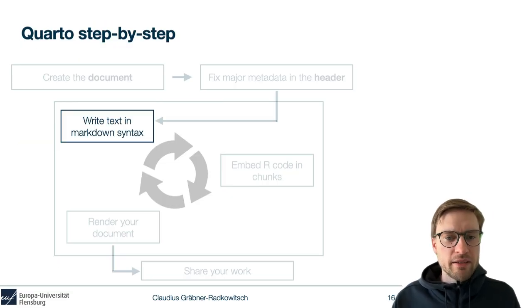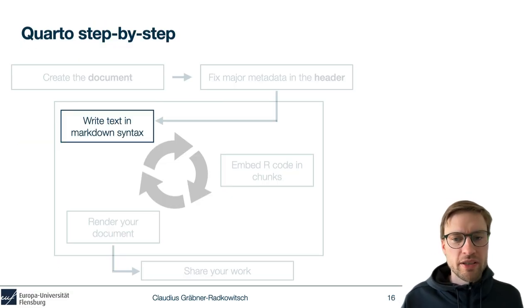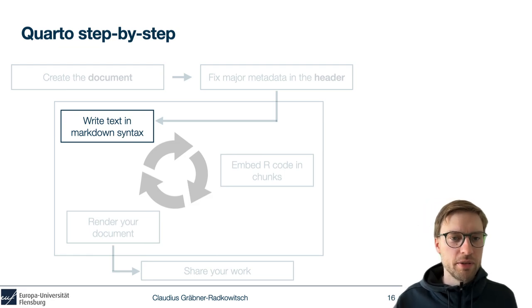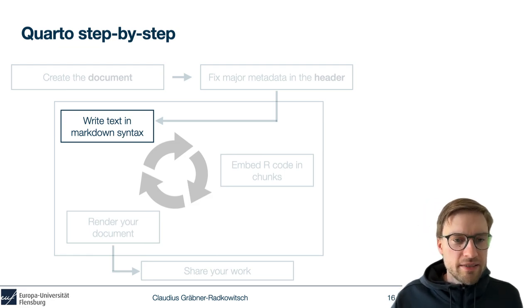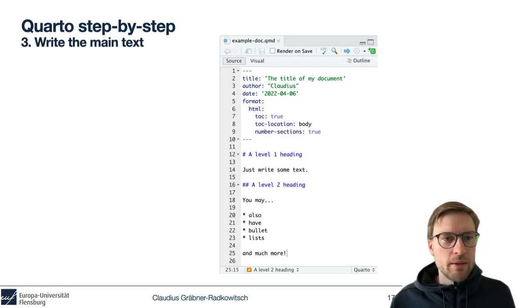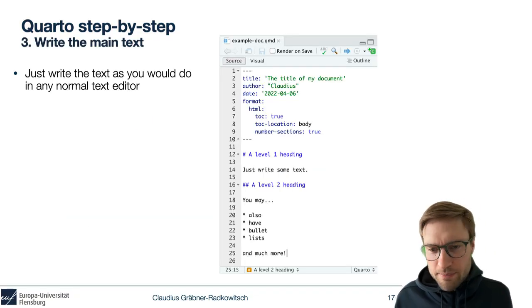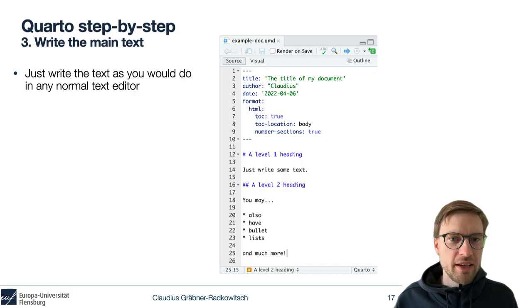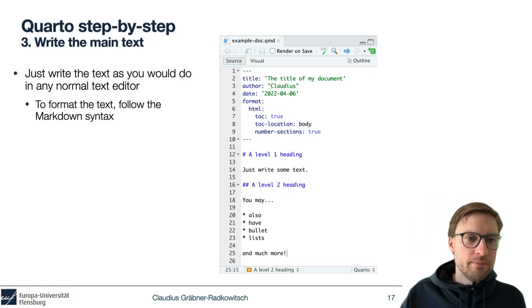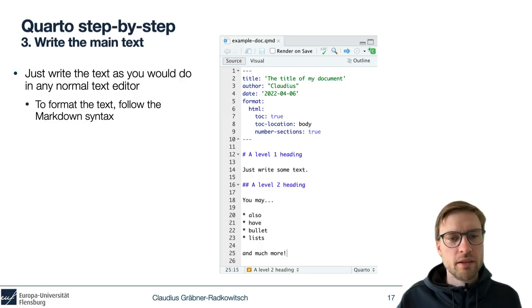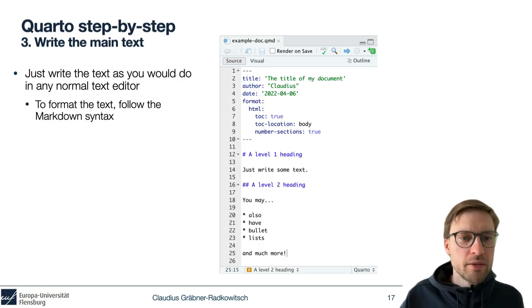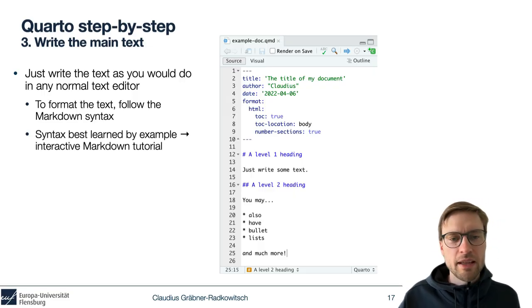Then we are entering this cycle of writing Markdown text, R code, and rendering the document. So let's start with how to write text in Markdown syntax. It's basically super simple because you just write the text as you would do it in any normal text editor. To format the text, you just follow the Markdown syntax. And that is, as I said in the beginning, best learned by example.